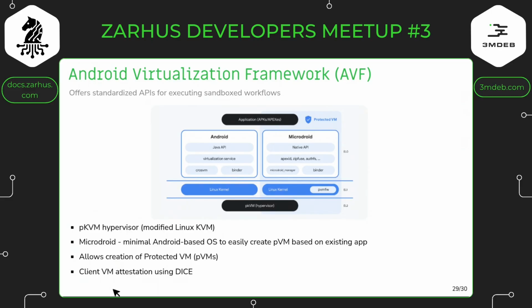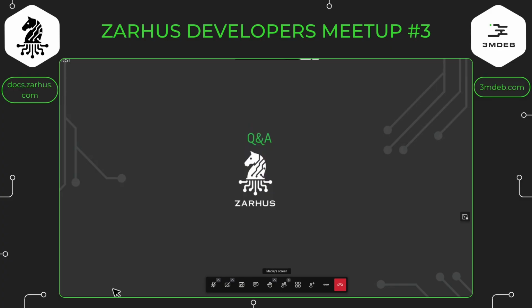And the goal is to provide a framework for developers to easily transition from regular applications to protected VMs. That is why we have this Android API inside of this VM, so the traditional application can be quite easily transitioned into a protected VM, which provides stronger separation mechanisms. So that would be it for today. Thank you.